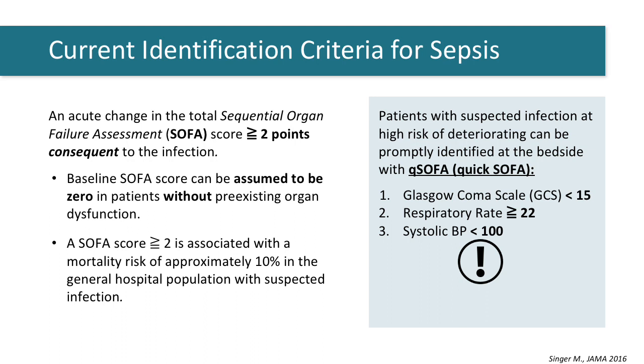Of note, patients with suspected infection that are at high risk of deteriorating can promptly be identified at the bedside using the Q-SOFA. This consists of the three following criteria: a Glasgow Coma Scale of less than 15, respiratory rate of greater than or equal to 22, or a systolic blood pressure of less than 100 millimeters of mercury.